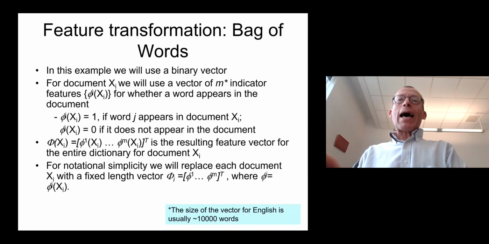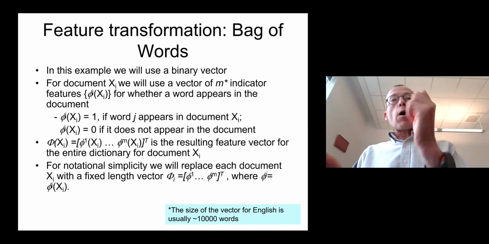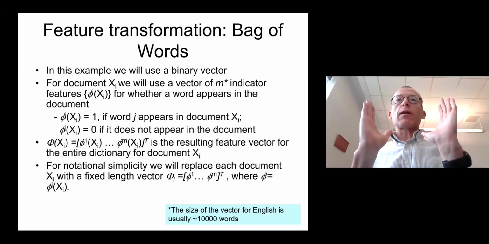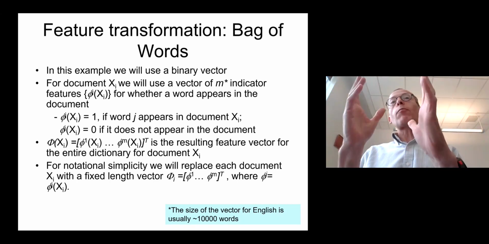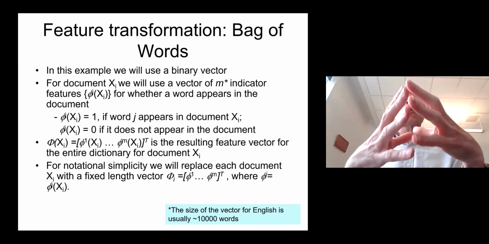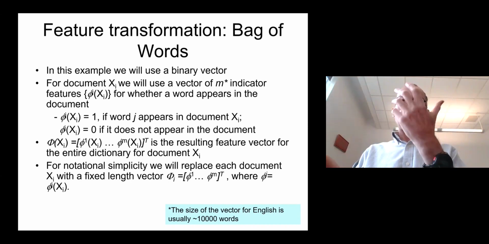Okay, so now once we do that, we throw away the document and we just use the vector to represent that document. We assume that all the information in the document is now captured in our vector. Here is an example.